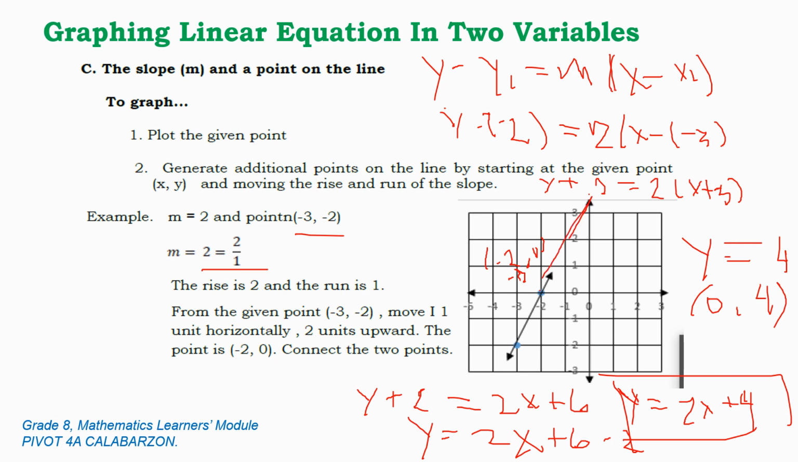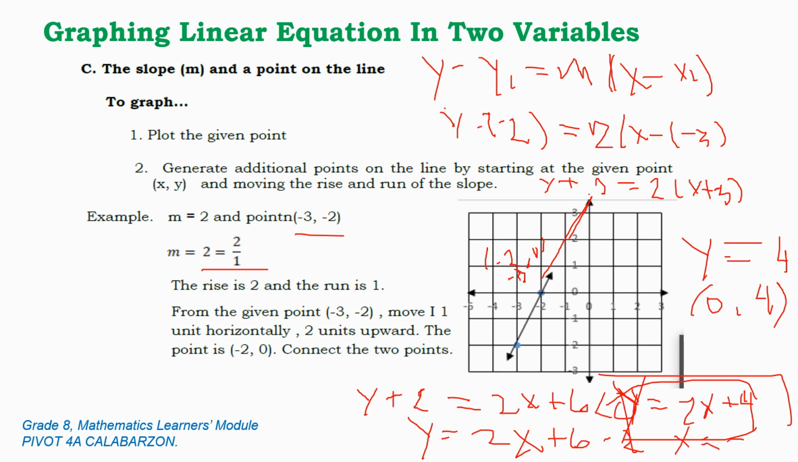And then, getting the value of x by setting y to 0, the answer is negative 2, 0. Setting the value of y to 0, maging 0 yan. So 2x plus 4 equals 0. So ito, nilipat natin ito, maging negative. So that's why it is negative 4. Then your value of x equals negative 2.